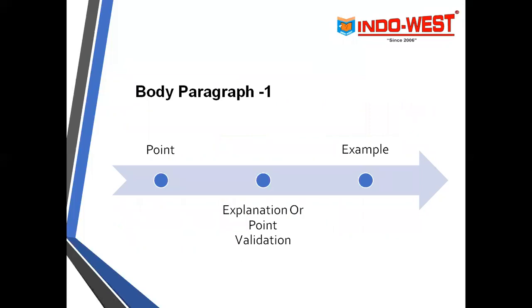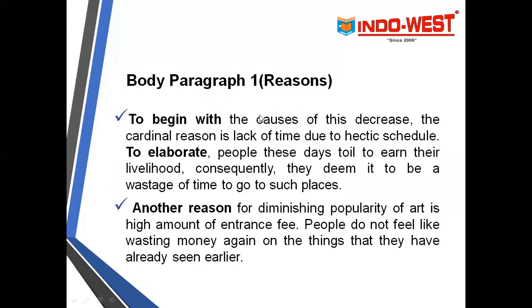Then comes body paragraph 1, which includes point, explanation of the point or point validation, and example. This is body paragraph 1, which comprises reasons. The paragraph starts with a connector which is written in bold letters. And the point is, to begin with the causes of this decrease, the cardinal reason is lack of time due to hectic schedule. To elaborate, people these days toil to earn their livelihood. Consequently, they deem it to be a wastage of time to go to such places. Over here, firstly, a point is written, that is lack of time, and then an explanation is given to this point.